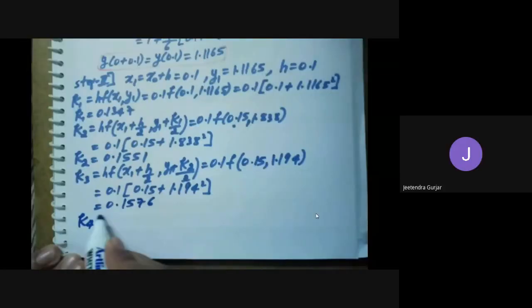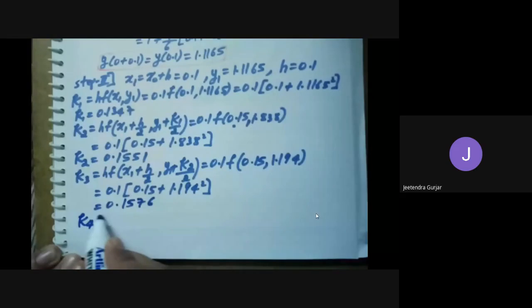1.194 is y1 plus K2 upon 2. What is y1? y1 is nothing but 1.1165, divided by 2. So it is going to become 1.194, students. So when you square it, you are going to get 0.1576. Some internet issue is there. If it is visible, you write it down. That is not a problem.